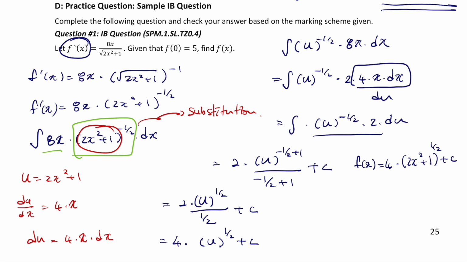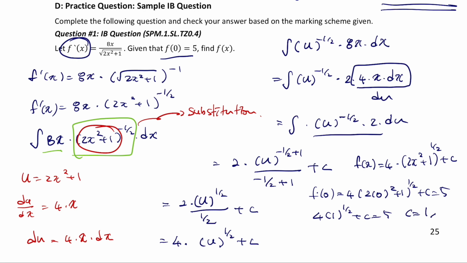And we also know that when the x value is equal to 0, the y value is 5. So we can substitute 0 into our equation, and we can solve for c. When you simplify everything, it becomes 4 times 1 to the power of 1 over 2 plus c equals 5. So the c value is equal to 1. So our final equation is 4 times (2x squared plus 1) to the power of 1 over 2, plus 1.